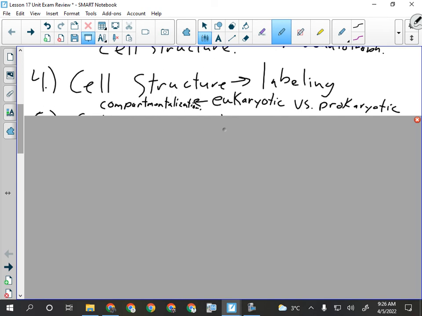Then, important stuff that's going to be part of both multiple choice and written response, compartmentalization. That means there are separate organelles for all of the processes to occur in. That's what eukaryotic means. Prokaryotic cells don't have that. There's definitely a multiple choice question about that. We're using those terms, eukaryotic and prokaryotic. That's why I put them on here. Make sure you know the difference.